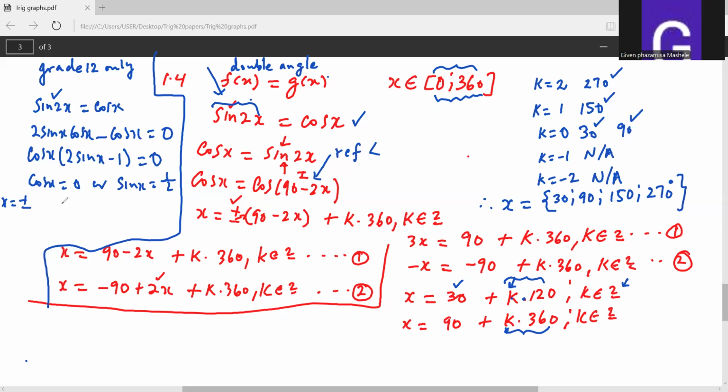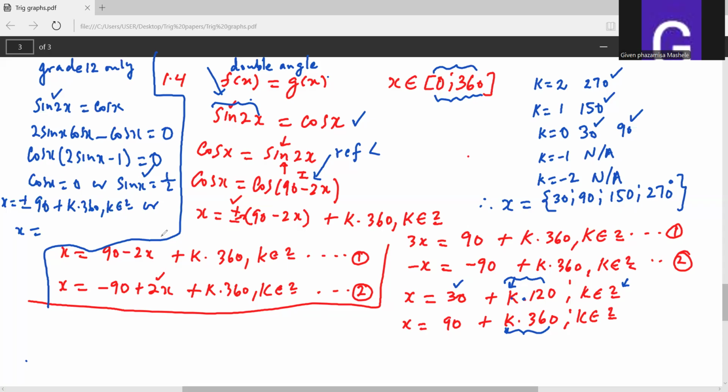This will give us plus minus 90, plus minus 90 plus k times 360 when k is an element of integers. And what are the solutions for sine? Sine always has 2 solutions if you want to determine the general solution: the first answer and 180 minus the first answer.